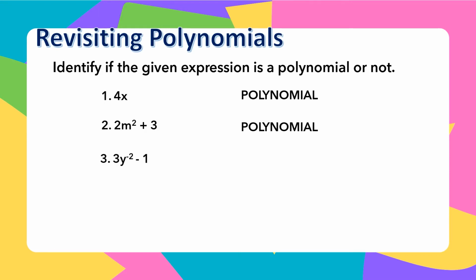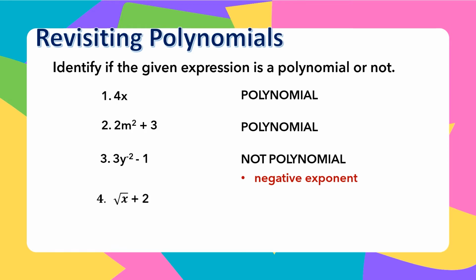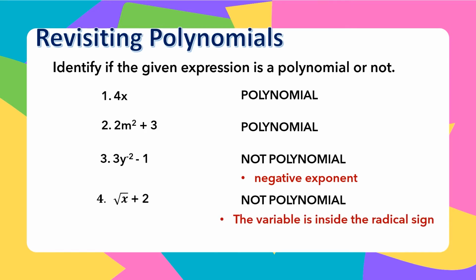How about number 3? 3y^(-2) - 1. This is not a polynomial because there is a negative exponent. And number 4, the square root of x + 2. This is also not a polynomial because the variable is inside the radical sign.